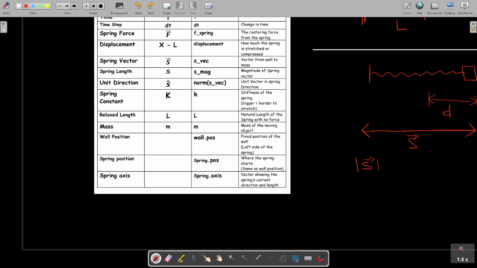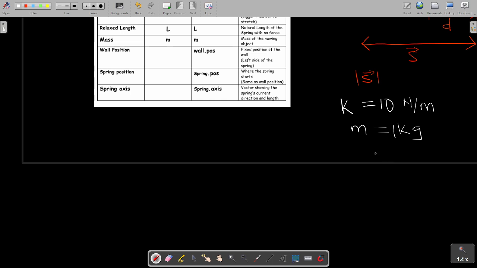So let's say that the spring constant K is equal to 10. The spring constant is 10 newtons per meter. And let's say the mass of that spring is 1 kilogram. And let's say the length of the spring is 1 meter. I know 1 meter is very long, but for our demonstration, we're going to use 1 meter for the length of the spring. And then we'll call the initial velocity V naught equals 0.